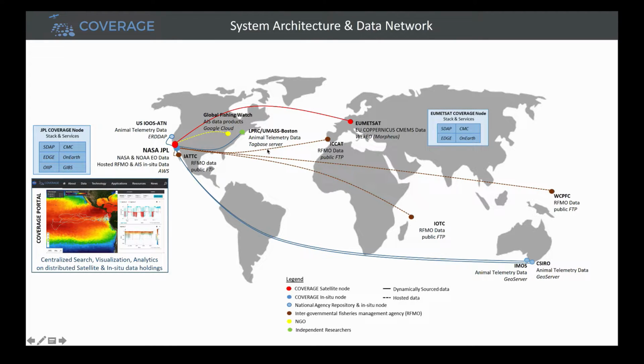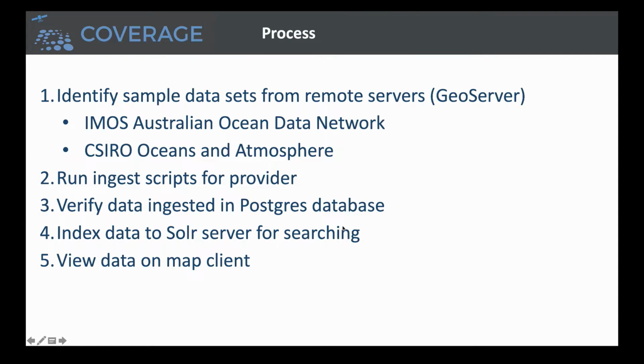So, COVERAGE obtains data from a variety of nodes scattered around the world. In this demonstration, I will be accessing animal telemetry data from IMOS and CSIRO in Australia. So the first step is to simply identify sample datasets from remote servers.